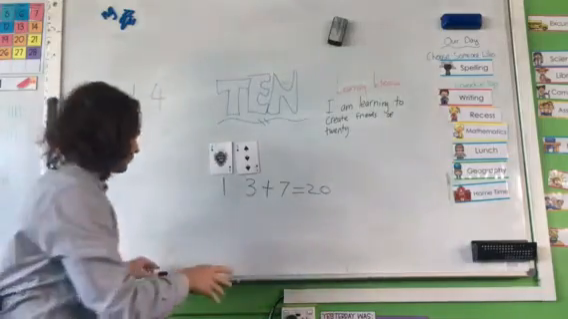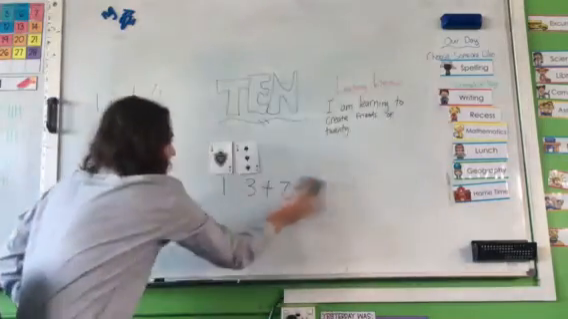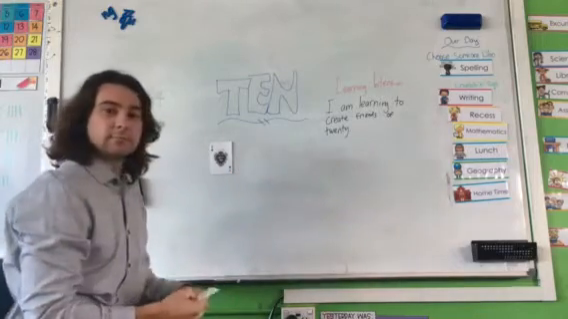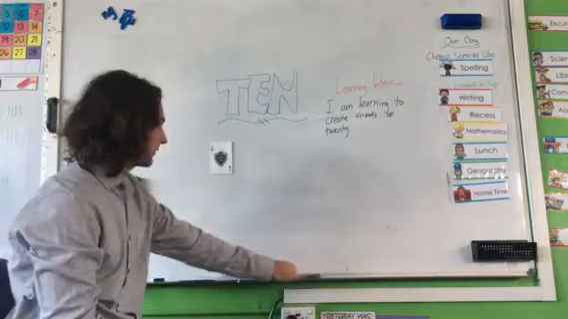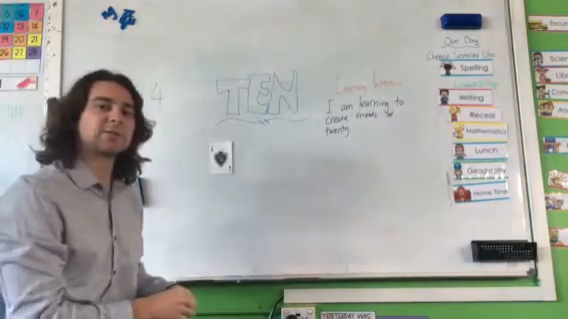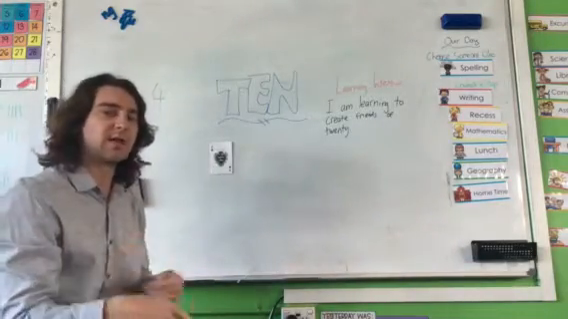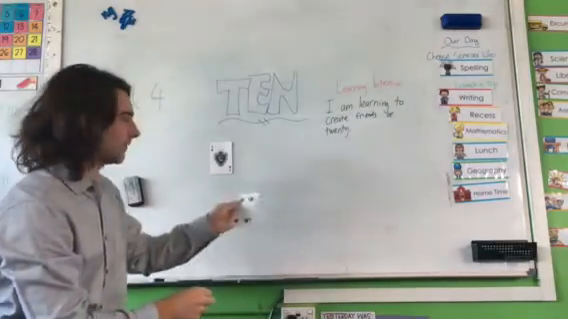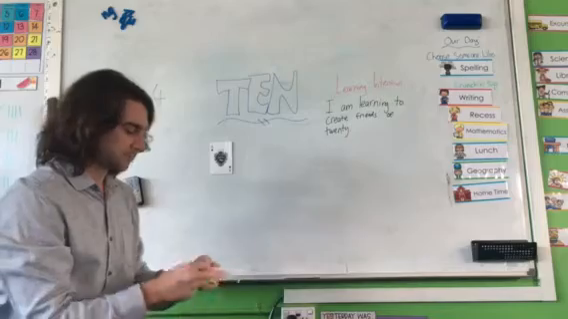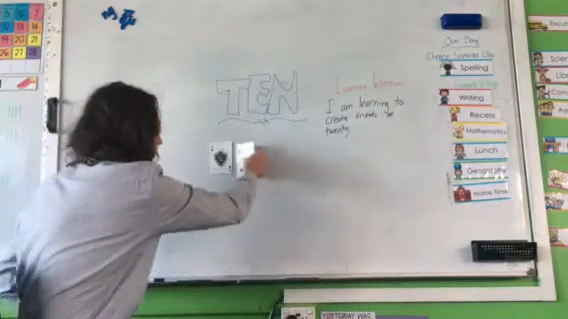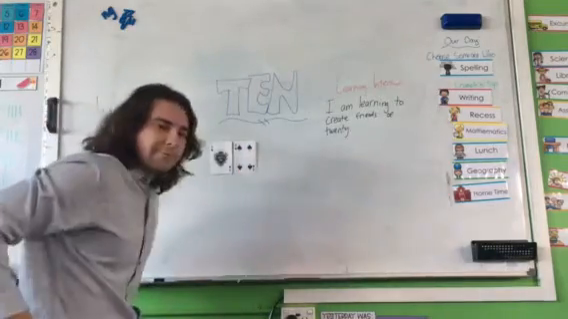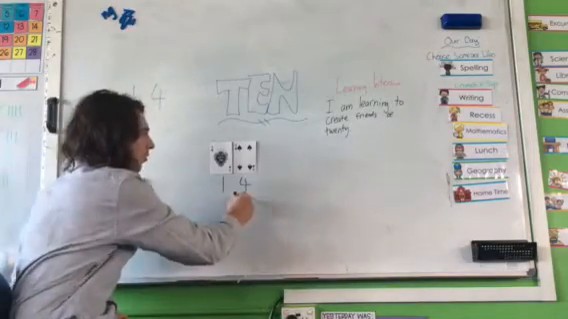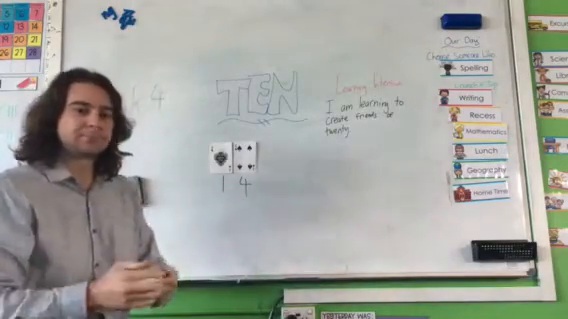I'll give you another example. I'll take my 3 down and I'll put it over here, but I leave my ace up there because that's the 1 in our tens column. So that 1 actually equals 10. My next card that I turn over is 4. I put 4 up here. 1 and 4 equals 14.